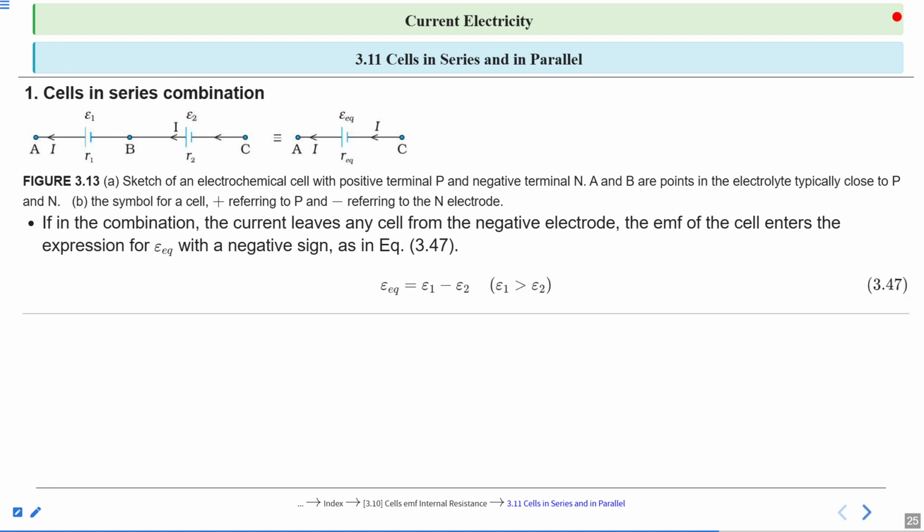Okay, as in equation 3.47 that is mentioned, E equivalent is epsilon 1 minus epsilon 2, if we connect this epsilon 2, or the second cell, in the opposite direction.